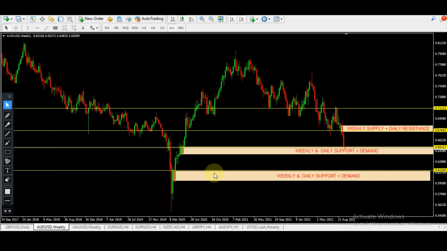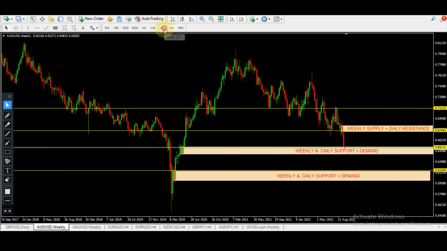this next weekly and daily support and demand area, depending on how the news and the fundamentals play out. Whether we'll continue going up or continue going down, that will be determined by the fundamentals. So technically, these are our levels on the weekly.